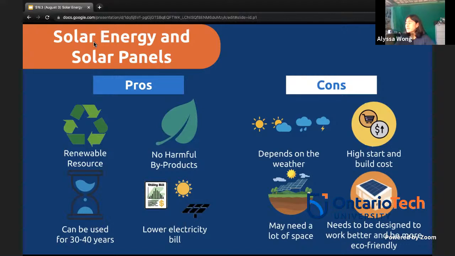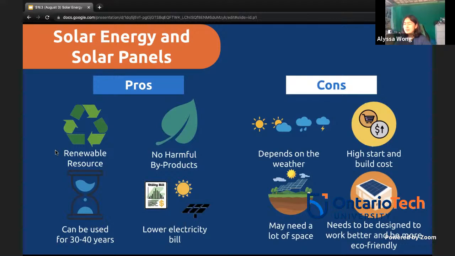Now let's talk about the cons. I think some people were talking about it depends on the weather. That's definitely one of them. One of the very, very important ones to discuss about the cons of solar energy. Does anyone know any other cons about solar energy? Why wouldn't we use solar energy?